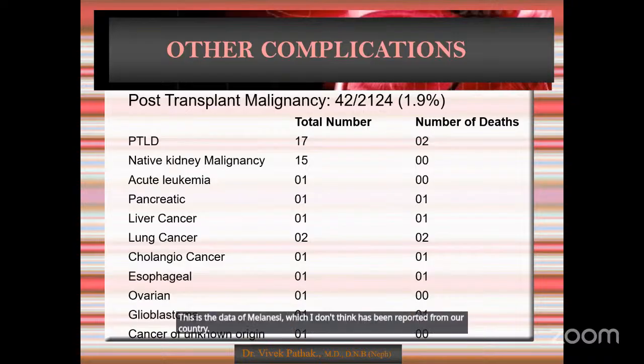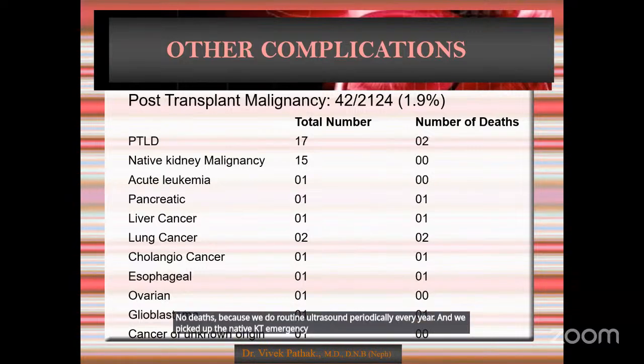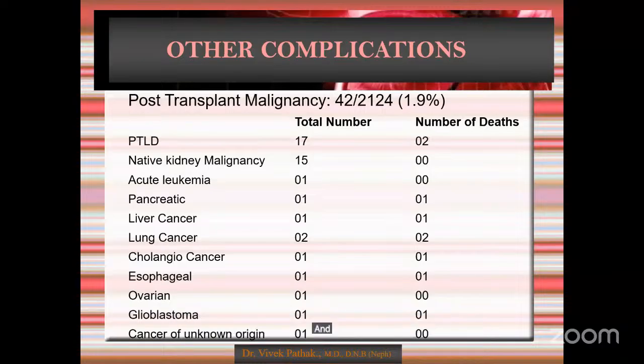If you look at this, the total number of malignancies is 42 in this group. That is 1.9% of patients who developed malignancy, out of which native kidney malignancy I have seen in 15. No deaths, because we do routine ultrasound periodically every year, and we picked up the native kidney malignancy on periodic ultrasound, and we subject the patient to laparoscopic bilateral nephrectomy, and no patient ever recurred or died.